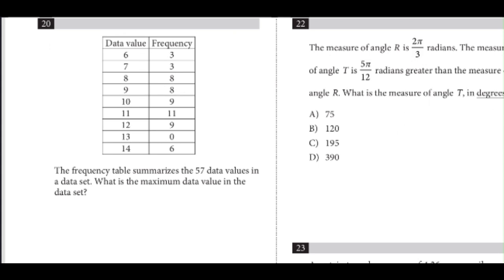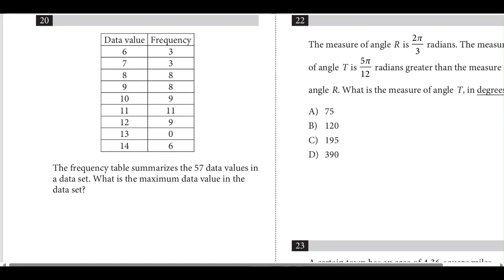Hello, everyone, to part 3 of SAT sample paper solving. I'll continue from question number 20. So let's get started.